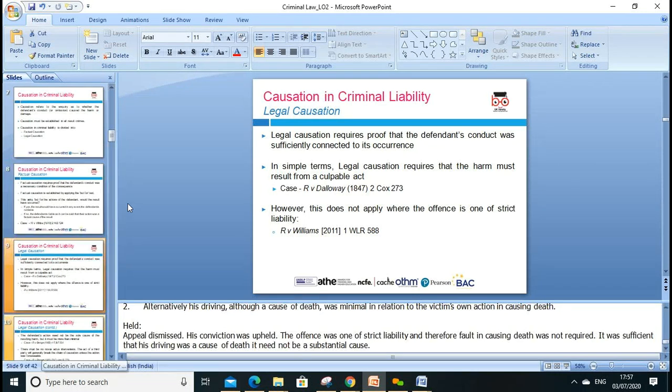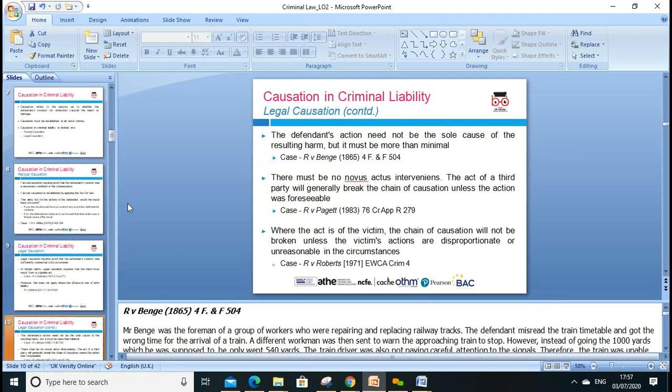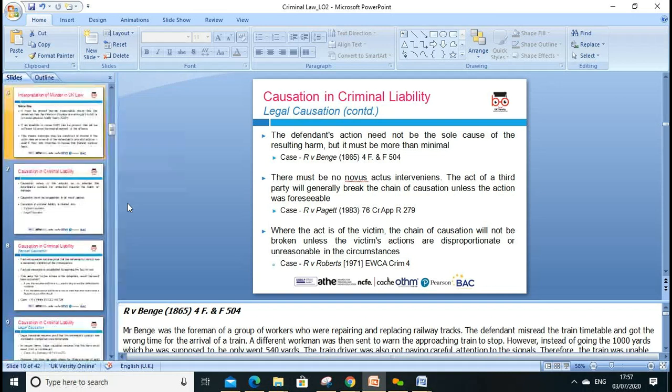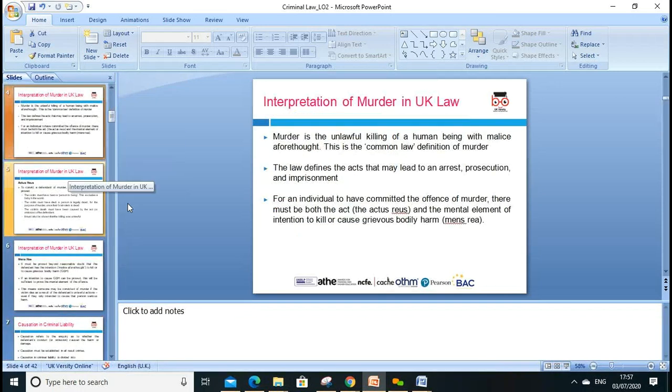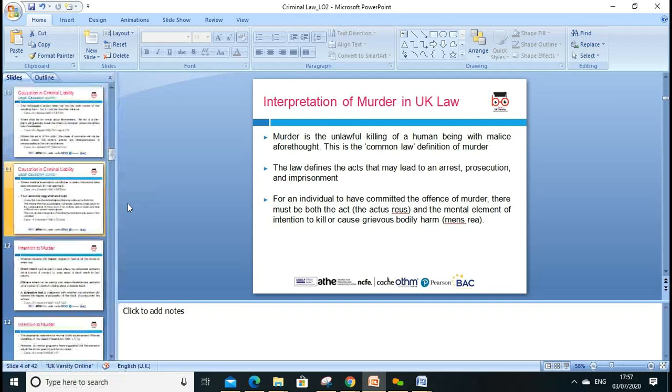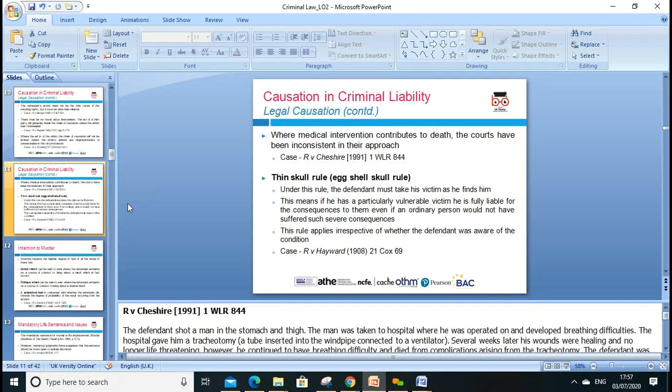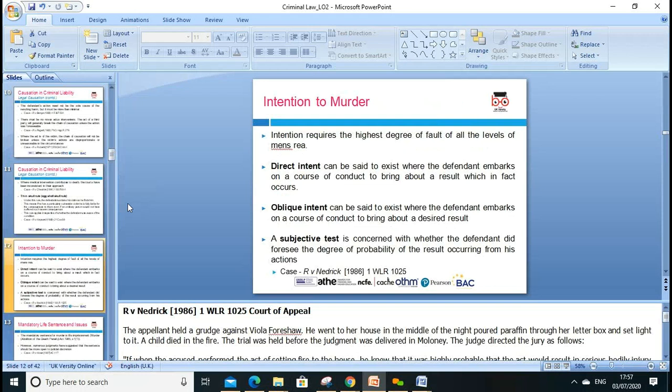Okay, any question there? No. Okay, then there are different cases which we can look around on criminality, but there are two we discussed, the legal and the factual. We need to look around these two, and they are all related to intention to murder, direct intent, oblique intent, and the subjective test.